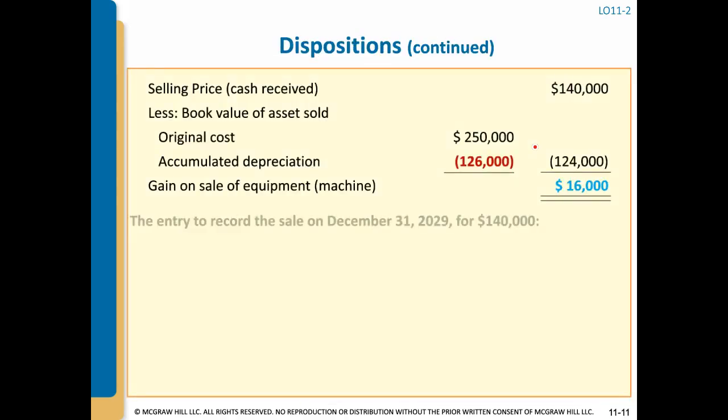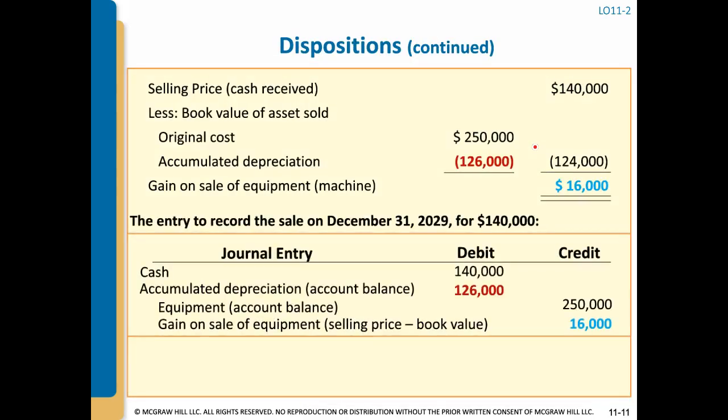So let's look at that. Here we have our debit for the accumulated depreciation for 126,000. We have a credit to equipment to take this off of our books for 250,000. The problem tells us we received cash for 140,000, and you have to make this journal entry work.